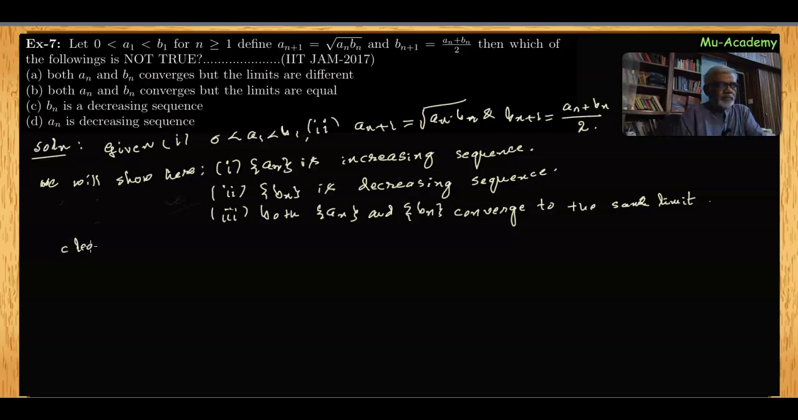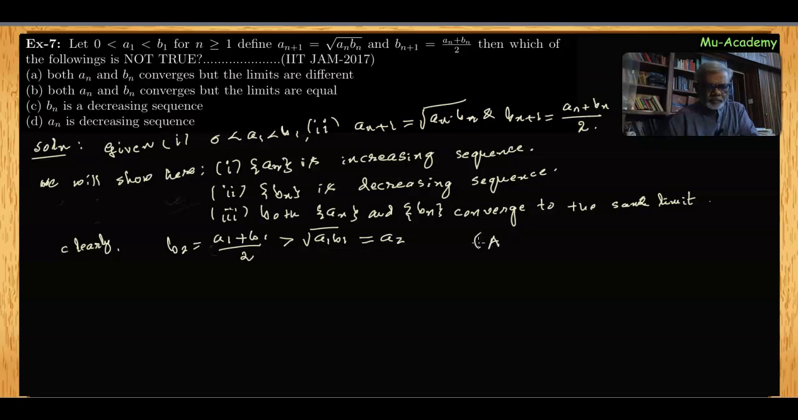Clearly, a2 = square root of (a1 b1), and b2 = (a1 + b1)/2. It is greater than square root of (a1 b1), which is a2. By the given condition, we can see here why: (a1 + b1)/2 is greater than the square root of a1 b1, because the arithmetic mean is greater than the geometric mean.